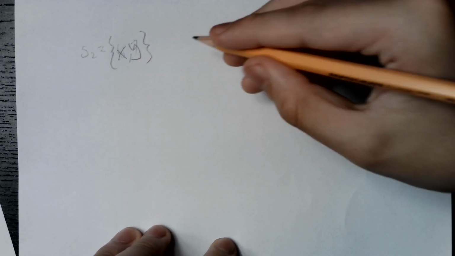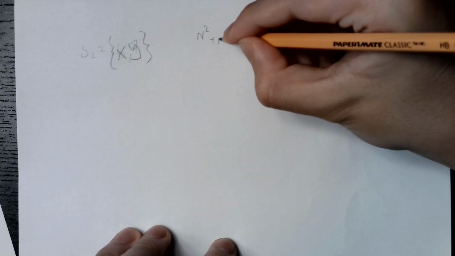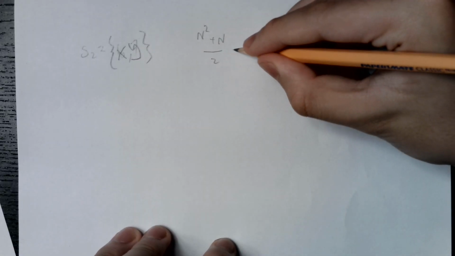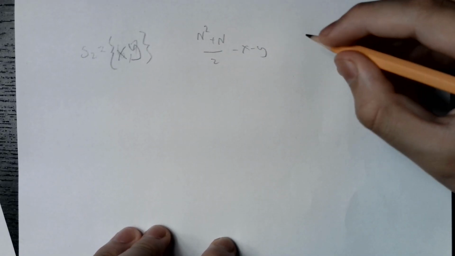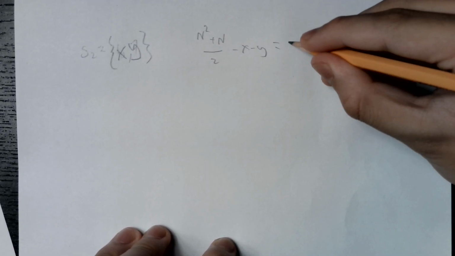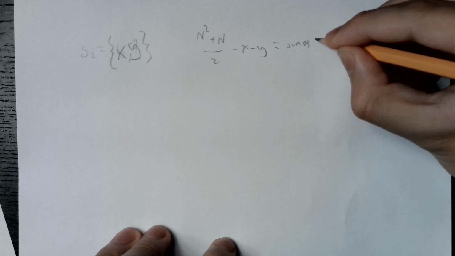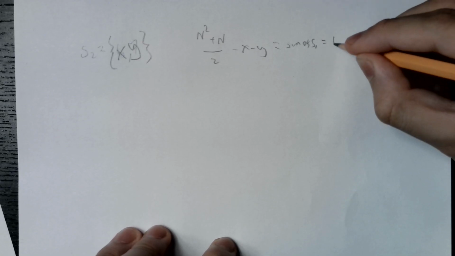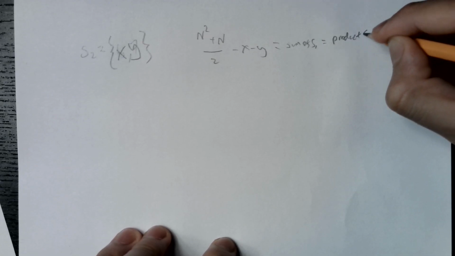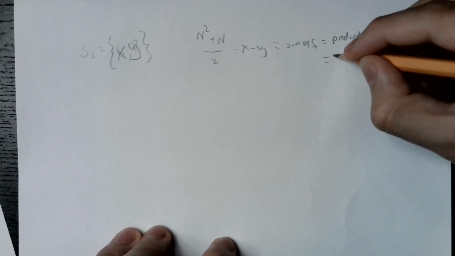So as before, it would be the same thing. N squared plus N divided by 2 minus x minus y. This would be equal to, obviously, the sum of the numbers in S1. So I'll write sum of S1. And this will also be equal to the product of S2, which is going to be equal to xy.